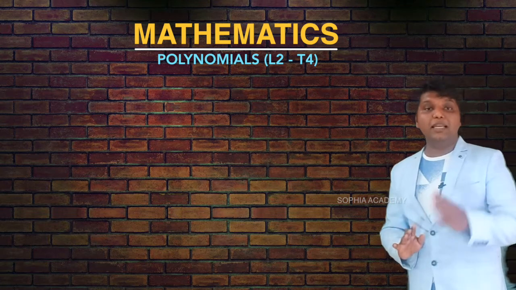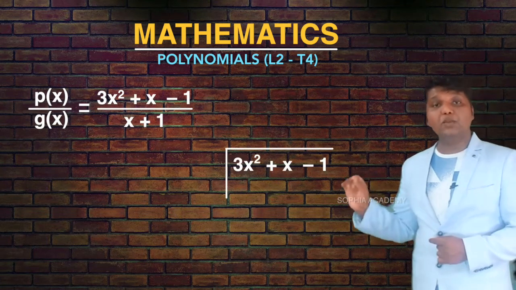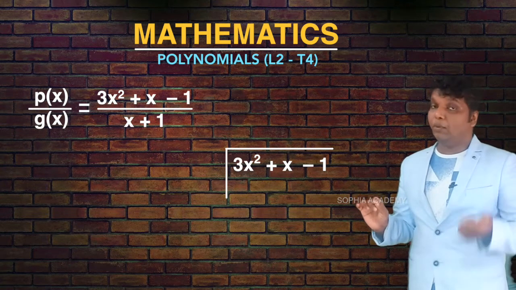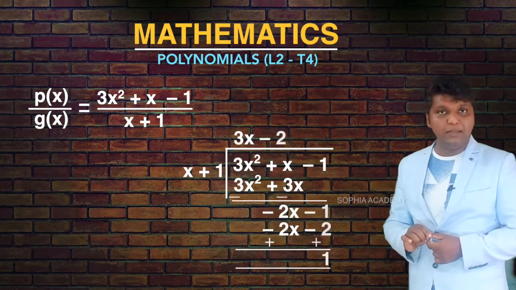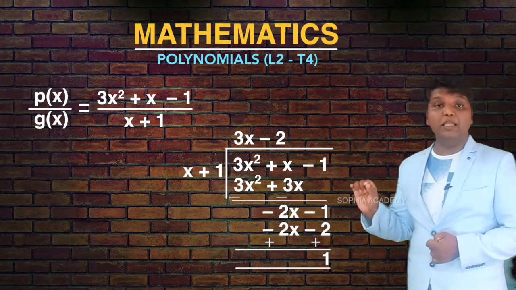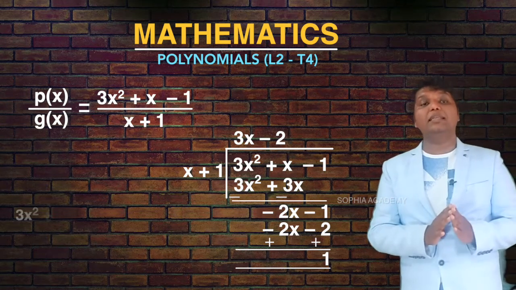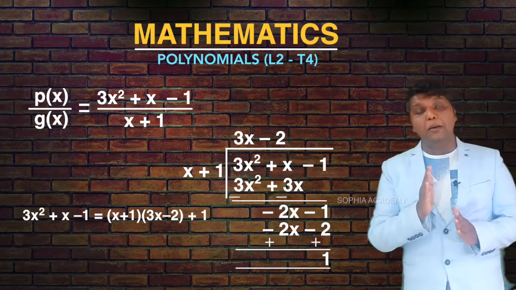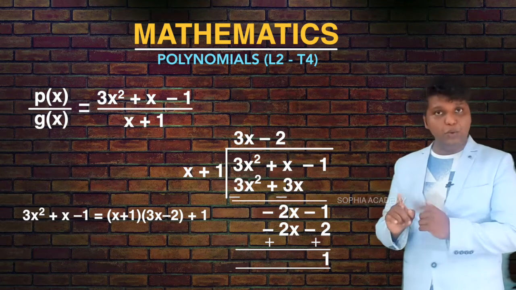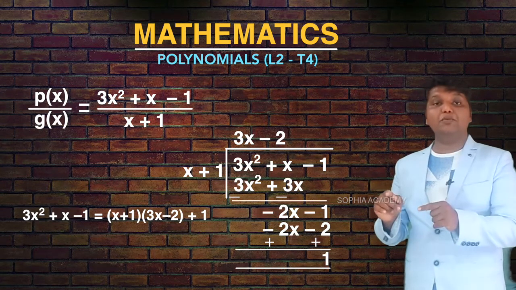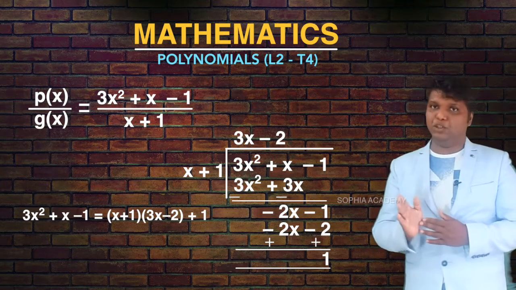So here we can say that what is the dividend? The dividend is 3x square plus x minus 1. What was the divisor? It is x plus 1. What is the quotient which you received? It is 3x minus 2. What is the remainder? It is 1. So here you can write this as 3x square plus x minus 1 is equal to (x plus 1) into (3x minus 2), plus the remainder.